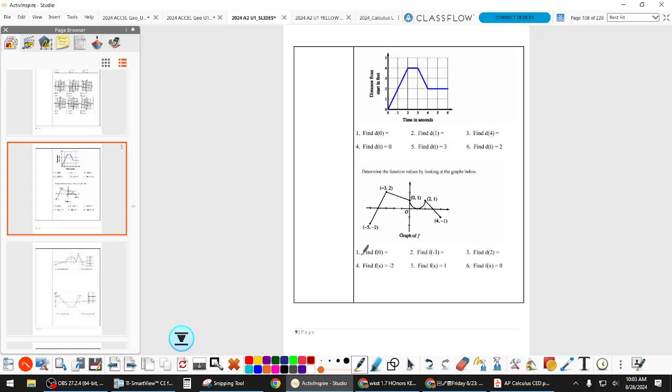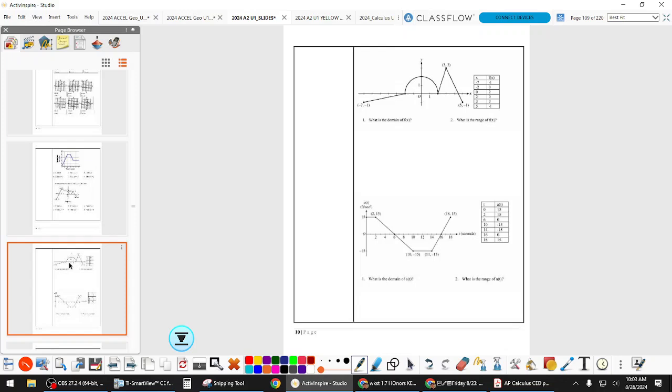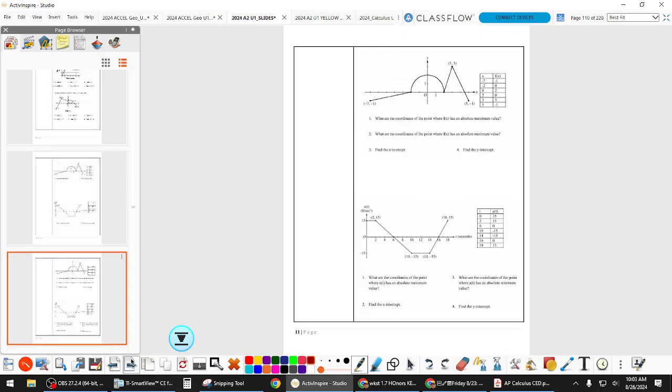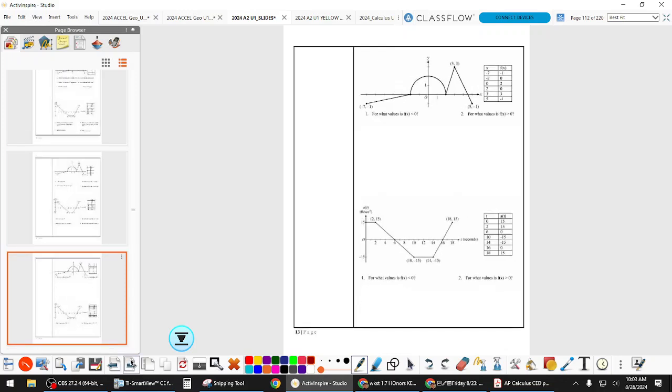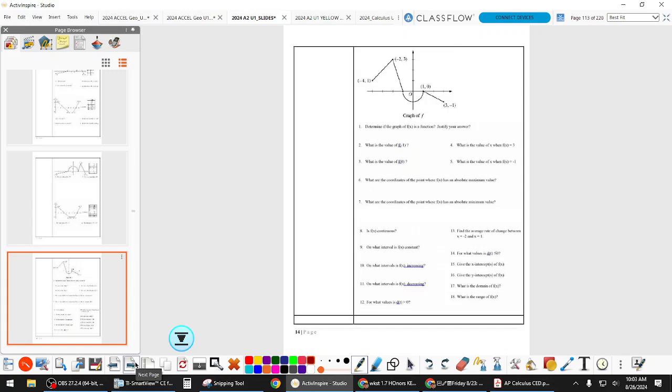So here's a function. What's f of 0? Okay. So plugging in function values. And then here, I want to get to that one. So this is towards the end. So function evaluation at a point, and then key features, all of that stuff. That's the goal of this packet over the next few days, okay?